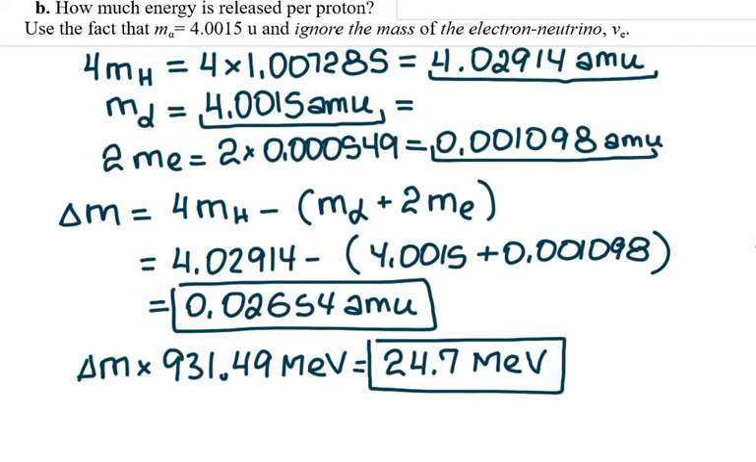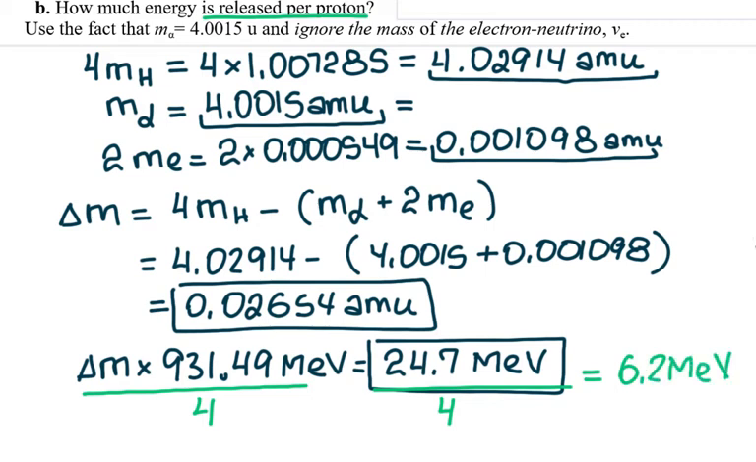They ask you how much energy per proton came from this reaction. So if I divide both sides by 4, that will give me the energy released per proton. So I have 6.2 mega electron volts of liberated energy per proton.